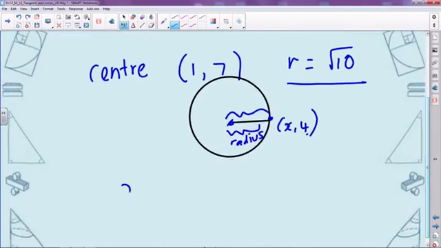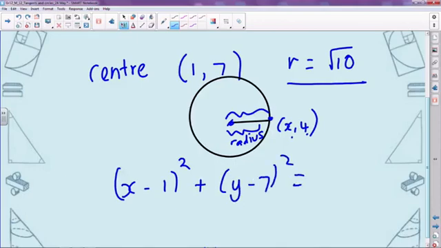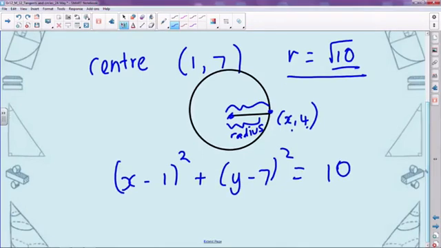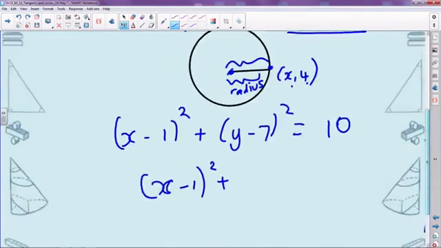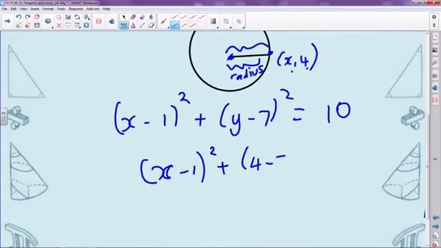So let's do it quickly. We're going to say (x minus 1) squared, which is my distance from the point to the center of the circle, plus (y minus 7) squared is equal to r squared. R is root 10, so r squared will be 10. Okay, we'll simplify this quickly. So we get (x minus 1) squared plus, we know the value for y. Y has the value of 4, right? So I get plus (4 minus 7) squared is equal to 10.